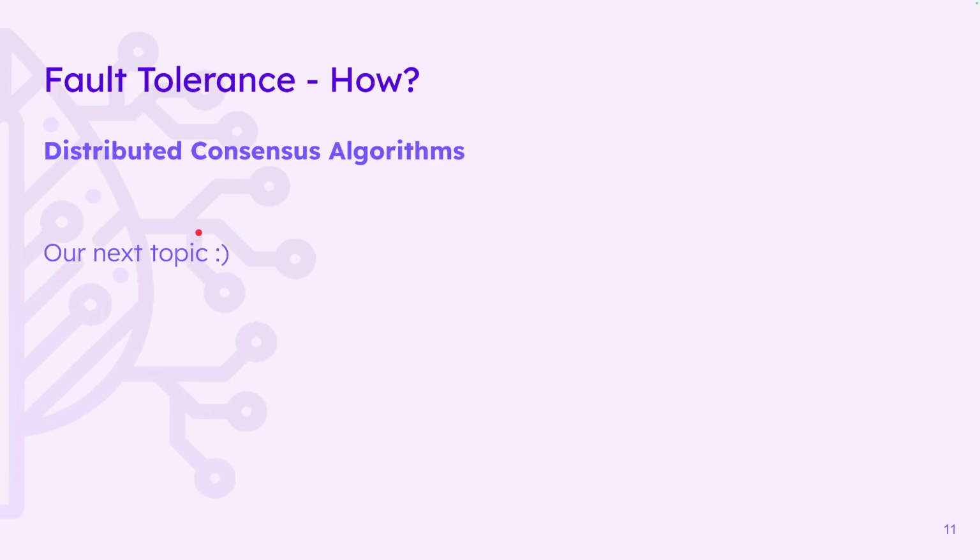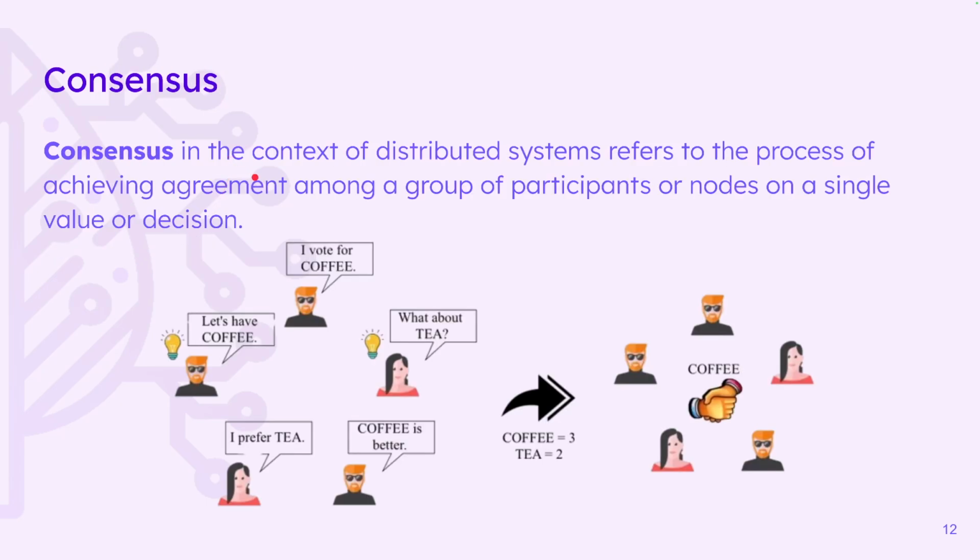Okay, so we're gonna get to the next topic which is consensus. Okay, consensus is one concept, important as I said, in distributed systems.